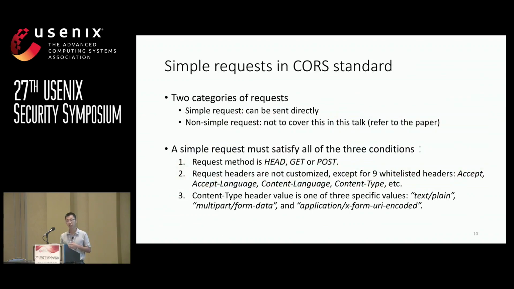So CORS classifies requests into two categories, simple requests and non-simple requests. A simple request must satisfy all three conditions. First, the request method is HEAD, GET, or POST. Second, the request headers are not customized, except whitelisted headers. And third, the content type header value is one of specific values. A simple request is considered a safe request and it can be sent out directly by the browser. Non-simple requests are not covered in our talk. You can find the details in the paper.